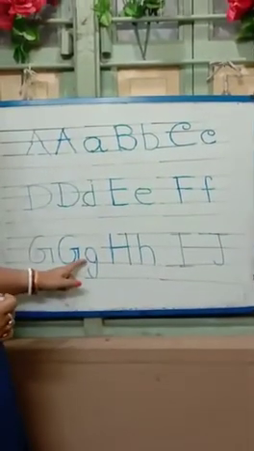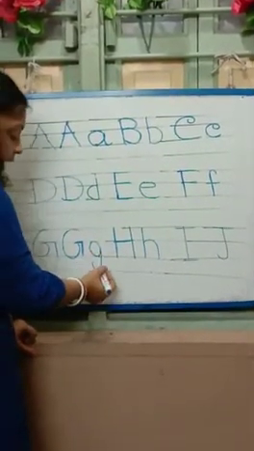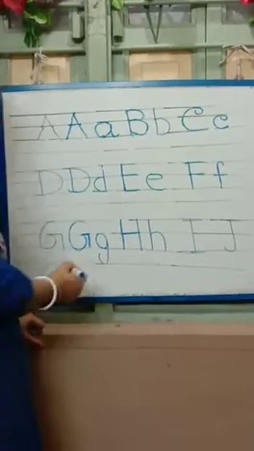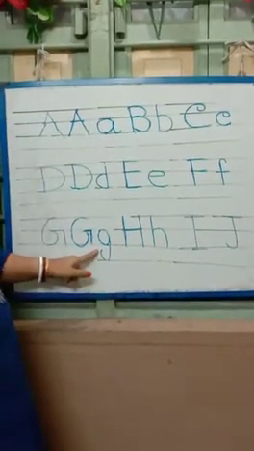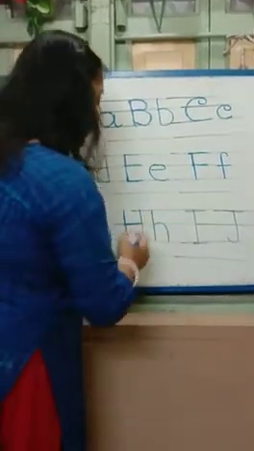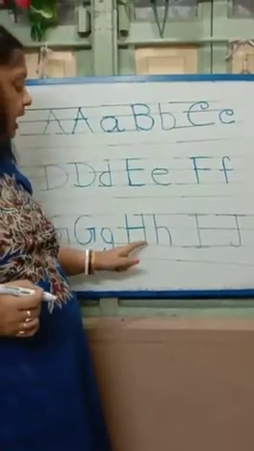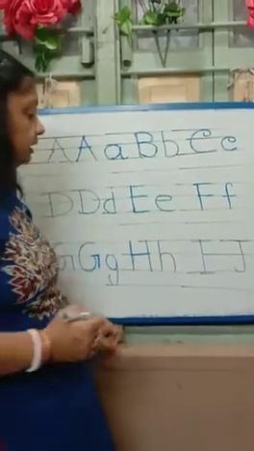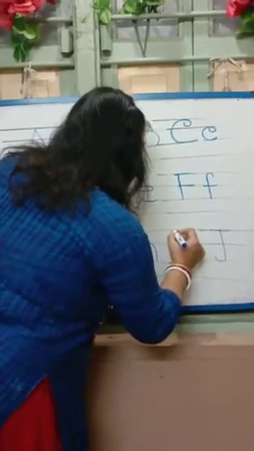For small g, just give a circle and move till this, just before the third line. For small h, we are moving from the first, second and the third line and then going on over here.